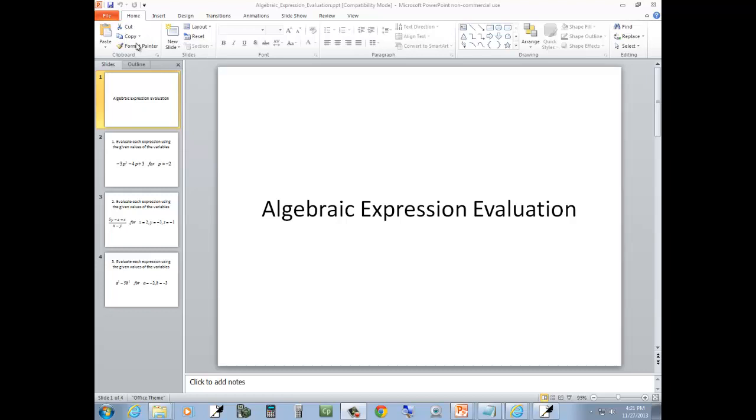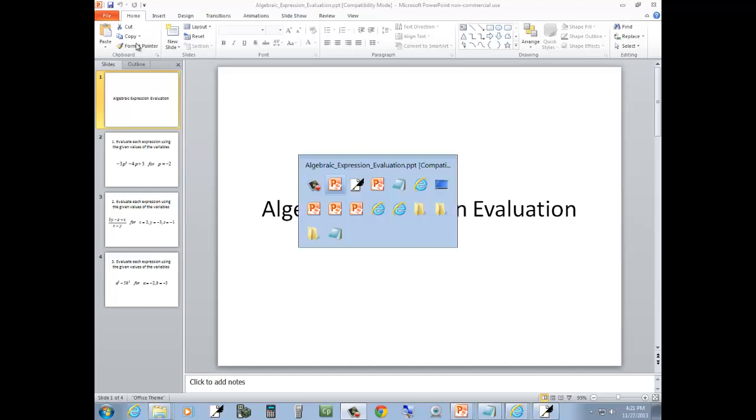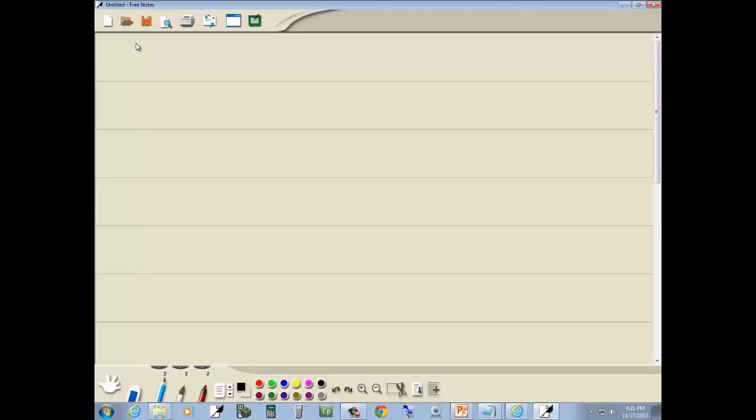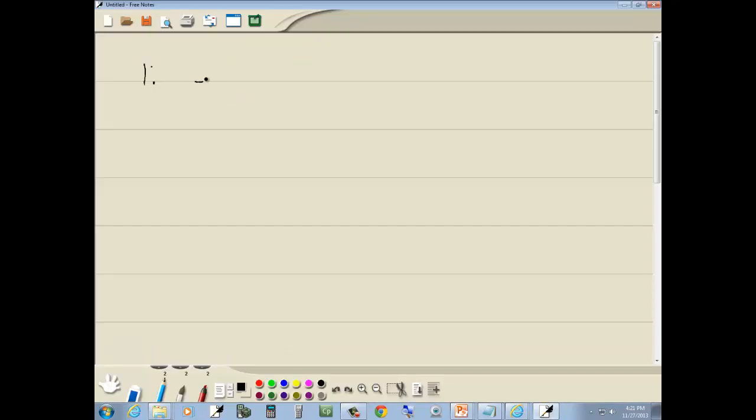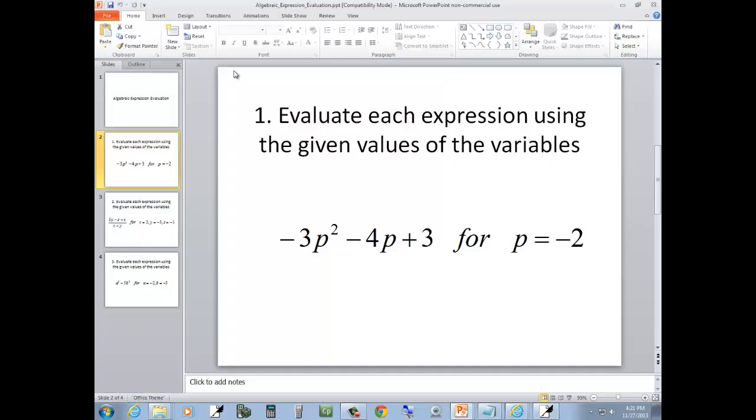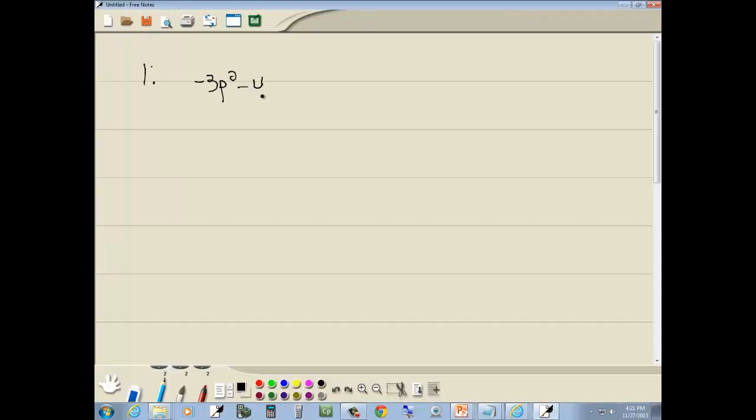Let's take a look at evaluating algebraic expressions. First problem, we have negative 3p squared minus 4p plus 3, and we want to evaluate for p equal to negative 2.